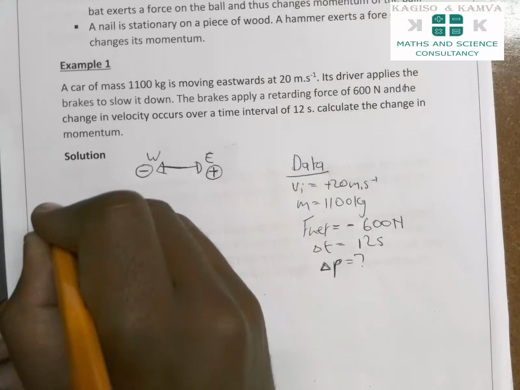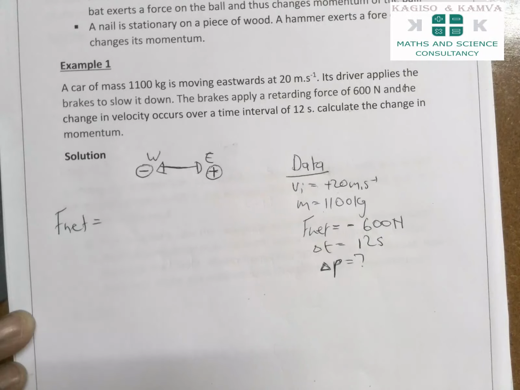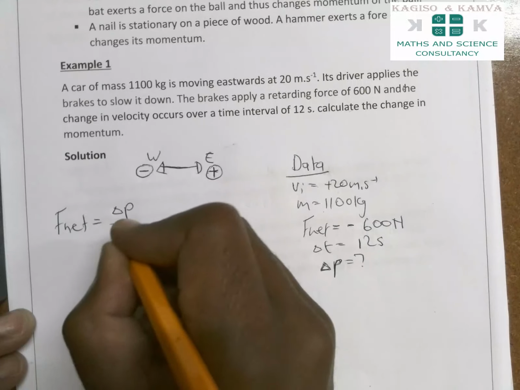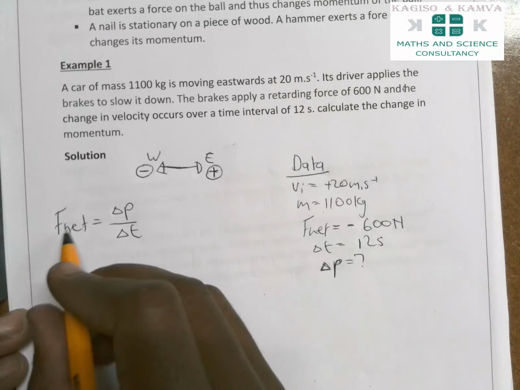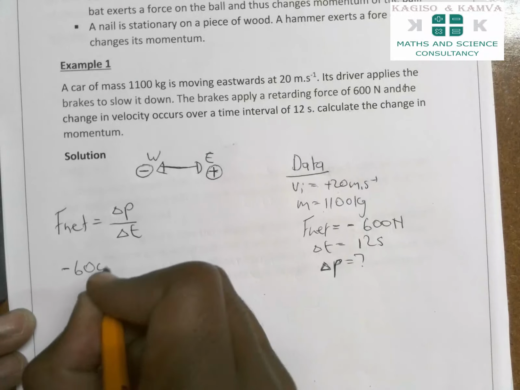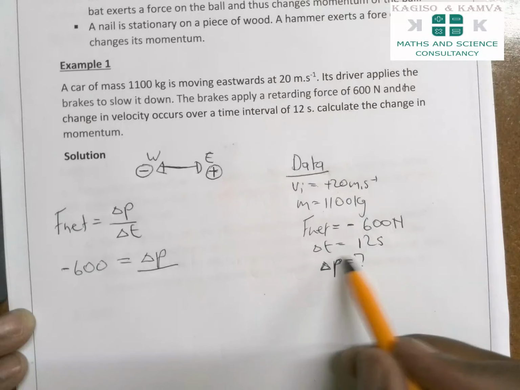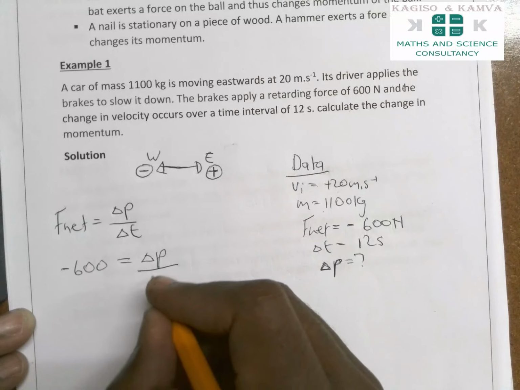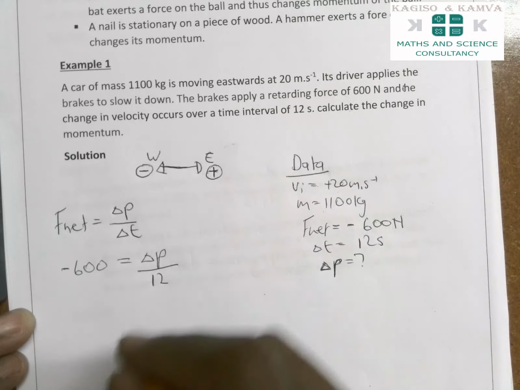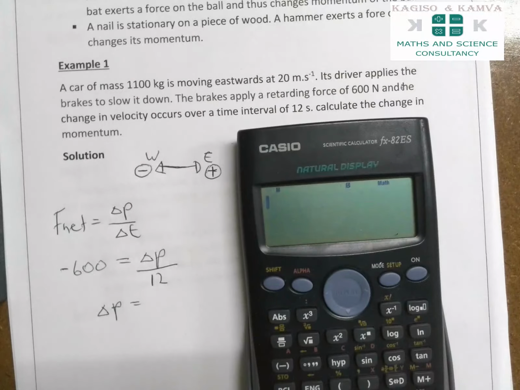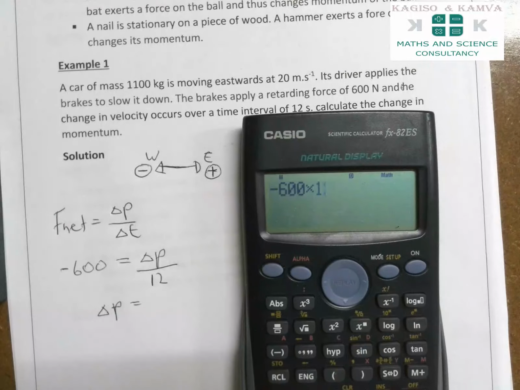Now how do we get this? We come to our formula of what? Newton's second law. Apply Newton's second law in terms of momentum. This is going to be change in momentum over change in time. So negative 600 is equal to the change in momentum over the time interval of 12 seconds. Then we cross multiply. The change in momentum is going to be equal to negative 600 times 12.